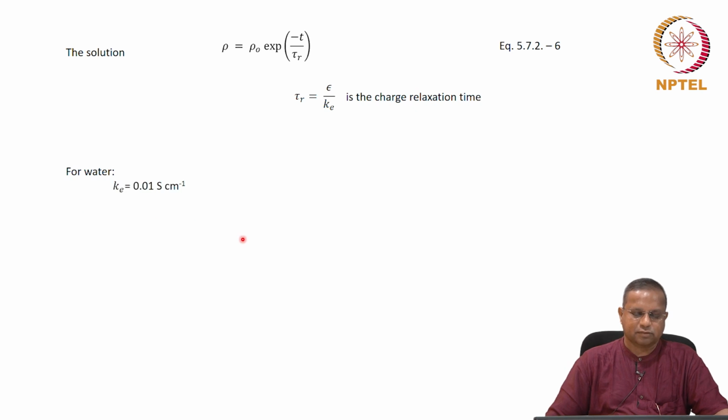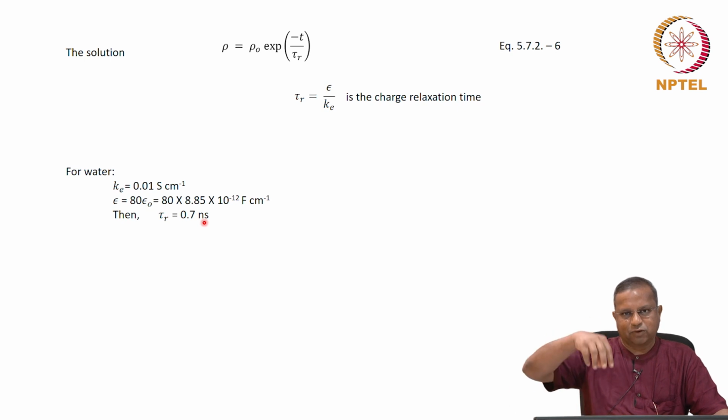For water, Ke happens to be about 0.01 Siemens per centimeter. Recall the units of conductivity, Siemens per centimeter. Epsilon is about 80 times the permittivity of free space for water. You may recall this from working out problems in your high school pre-engineering levels. You know that epsilon naught is 8.85 into 10 power minus 12 farad per centimeter, therefore epsilon is 80 times that. Therefore tau r, which is epsilon by Ke, turns out to be 0.7 nanoseconds.